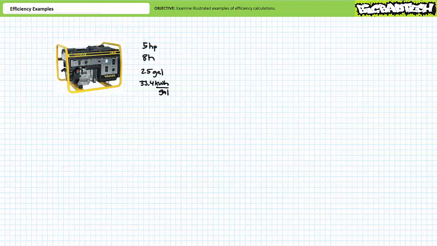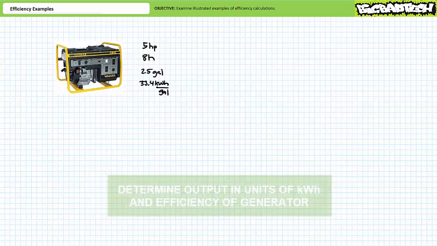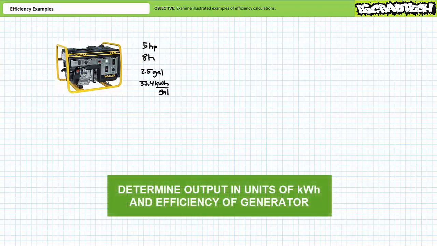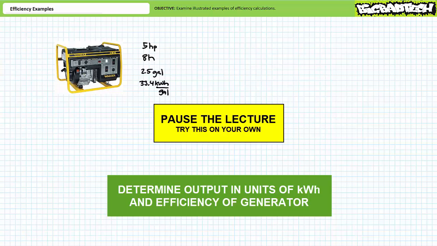Our next problem features a 5 horsepower generator that runs at full capacity for 8 hours a day, and in doing so, consumes 2.5 gallons of gasoline. Let's assume a gallon of gasoline contains 33.4 kilowatt hours of energy. See if you can determine the usable electrical energy output and efficiency of the generator. By all means, pause the lecture and try this on your own. If you're tracking, you should have obtained the following results.